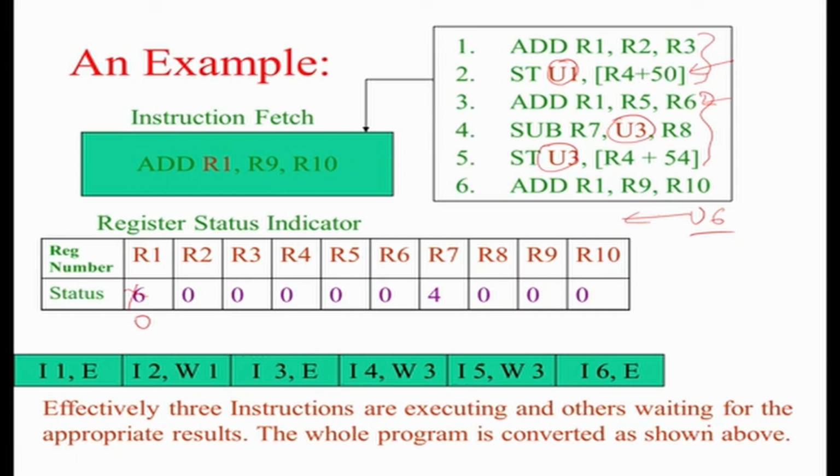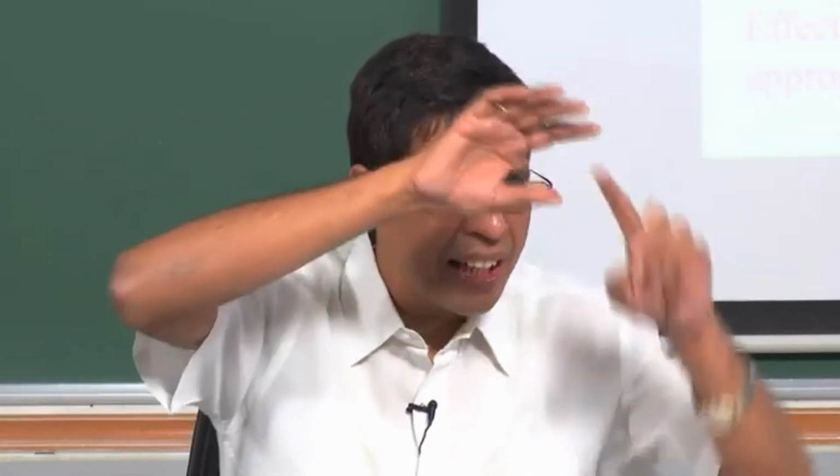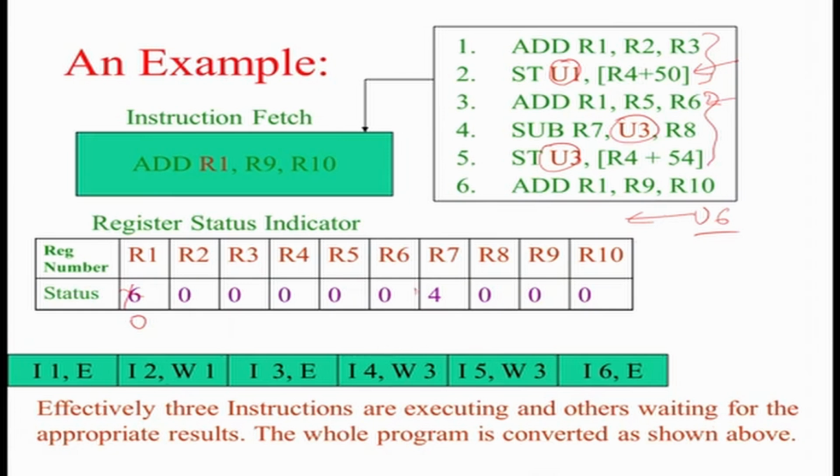So when a unit finishes, and that unit is there in the register status indicator, then it will make it 0. For example, if 4 finishes, then it will go and make this 0, unless somebody comes. If 1 finishes, it will not make this 0, because by the time 1 finishes, this already became 6.